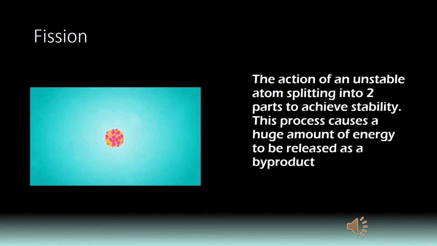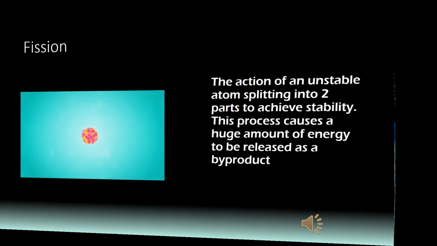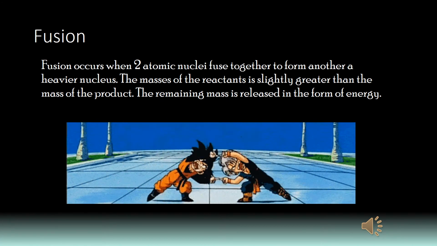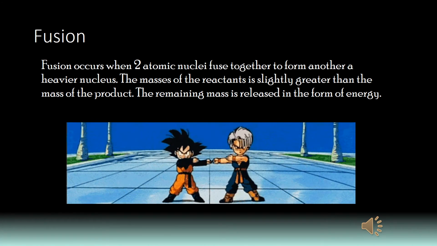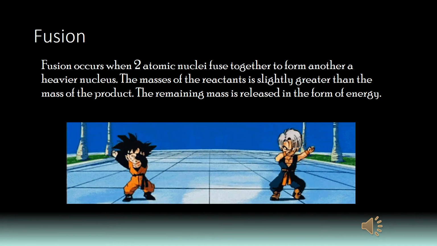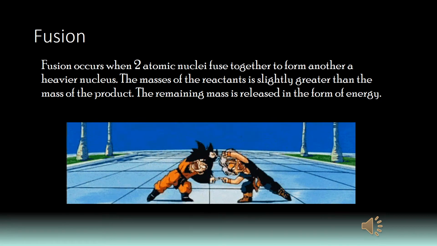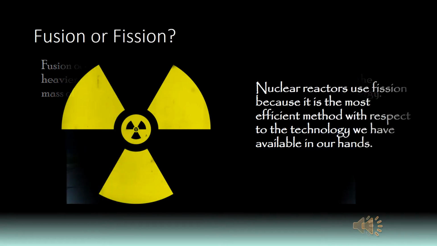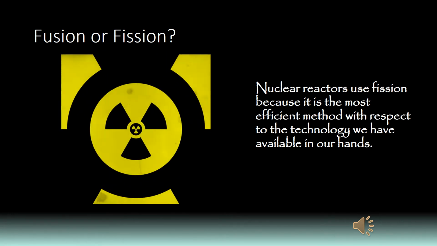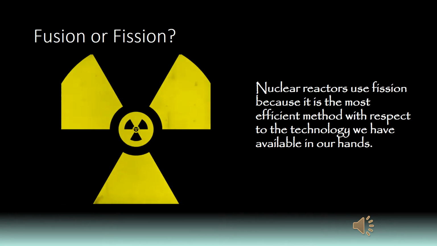Fission is the action of an unstable atom splitting into two parts to achieve stability. This process causes a huge amount of energy to be released as a byproduct. Fusion occurs when two atomic nuclei fuse together to form another, heavier nucleus. The mass of the reactants is slightly greater than the mass of the product. The remaining mass is released in the form of energy. Nuclear reactors use fission because it is the most efficient method with respect to the technology we have available in our hands.